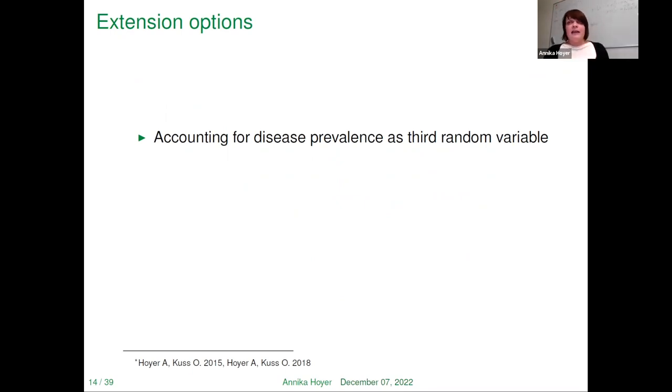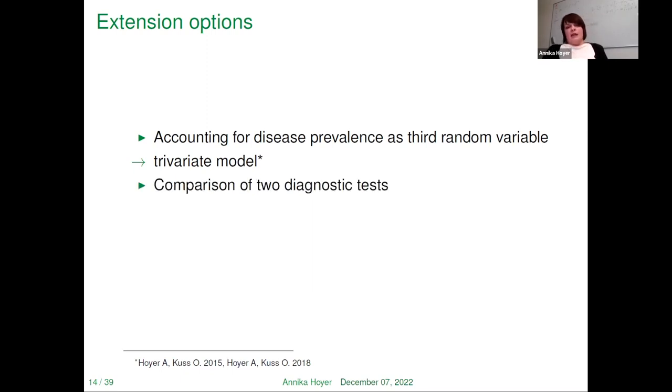We developed a model that can account for the disease prevalence as a third random variable. This can be the case if you aim to summarize diagnostic test accuracy studies in cohort design. Then the prevalence plays a role. And you can use a model developed by us that accounts for the prevalence. This leads to one more dimension in the trivariate model. And another thing that is already done, we extended the model to compare two diagnostic tests. This is also often the case.